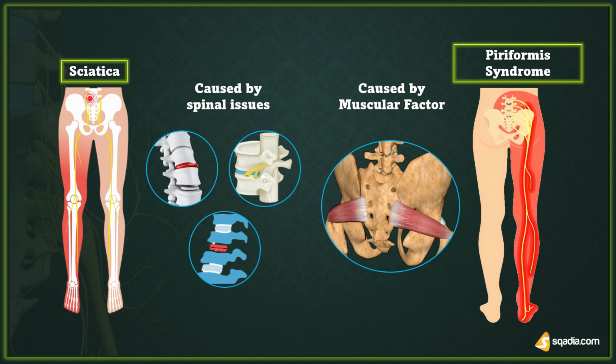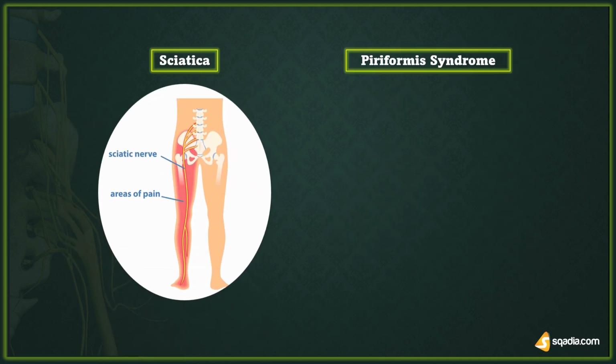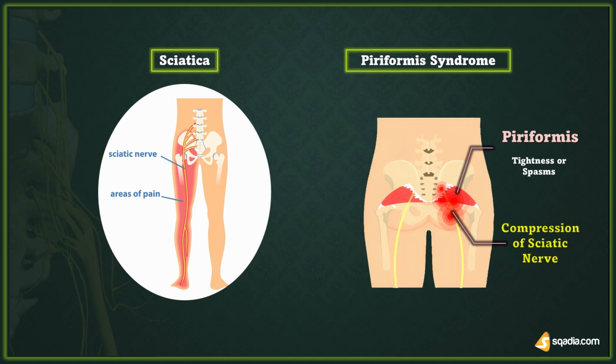The pain pattern also differs between the two conditions, with sciatica typically exhibiting pain radiating from the lower back to the lower leg, while piriformis syndrome tends to cause more localized pain in the gluteal region and buttocks and only a mild pain in the lower extremity in rare cases.